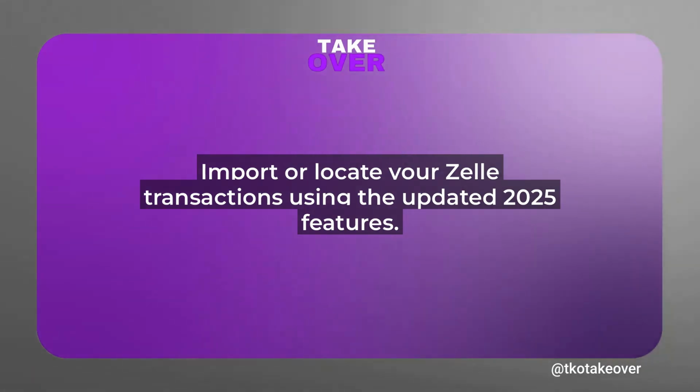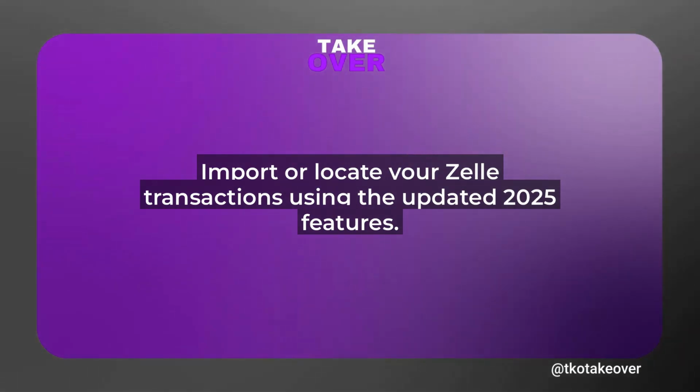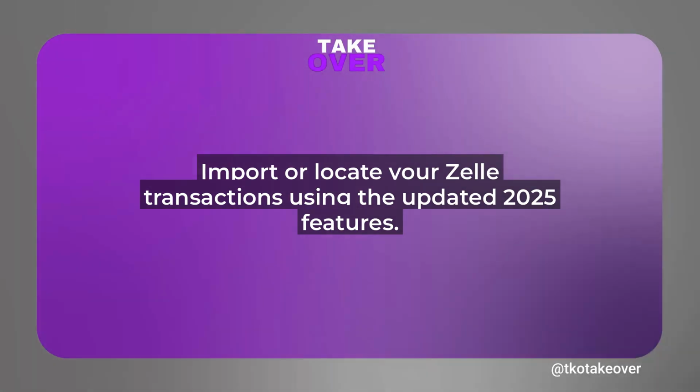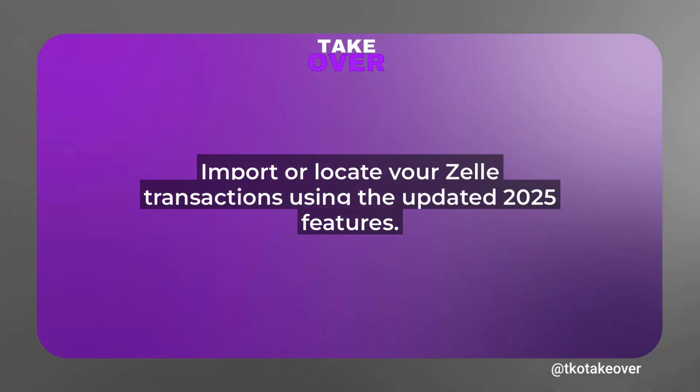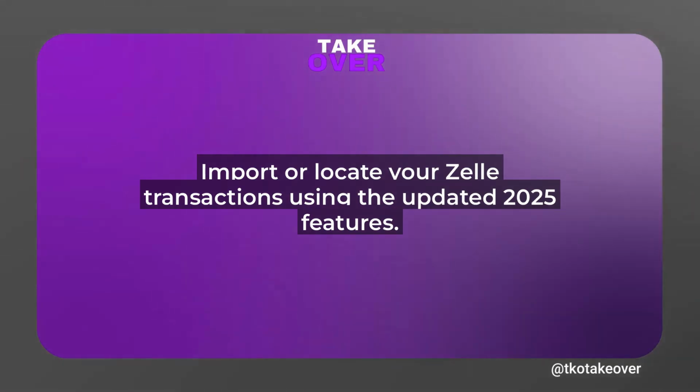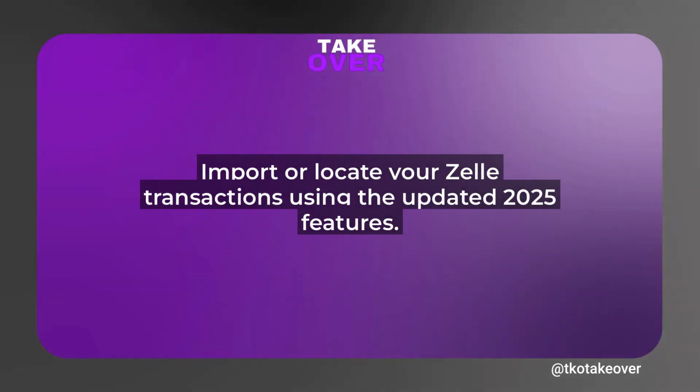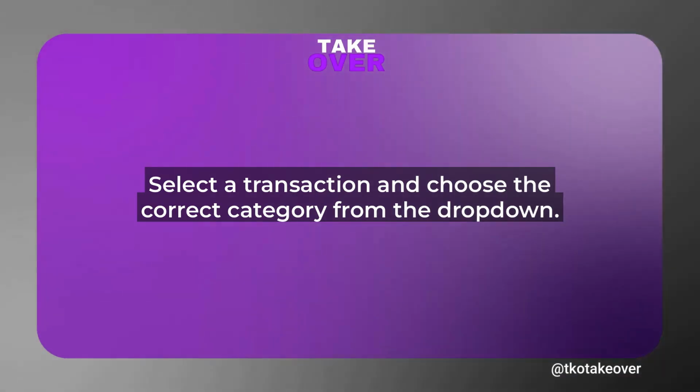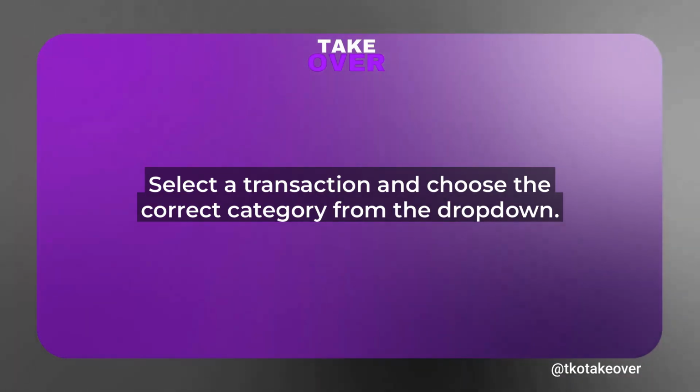Zelle transactions seamlessly. Once you're in the Transactions section, search for your Zelle payments. They might appear as pending items, so filter by date or payment method to find them quickly. Now, for the categorization magic, select a transaction and click on the Categorize button.